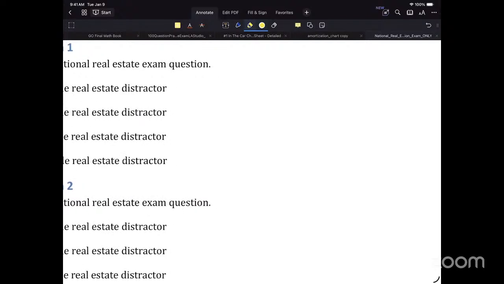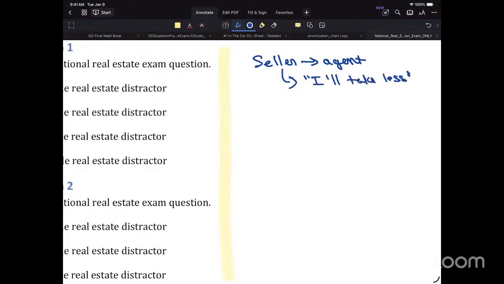A seller tells her agent, I'd take less if I had to, but don't tell the buyer. The agent must, you ready for it? Wait, let me make notes so people can see. What did this person say? A seller tells her agent, I'd take less if I had to, but don't tell the buyer. The agent must: A, share the information to help the buyer negotiate. B, keep the information confidential. C, put it in the MLS. Or D, disclose it only if asked.